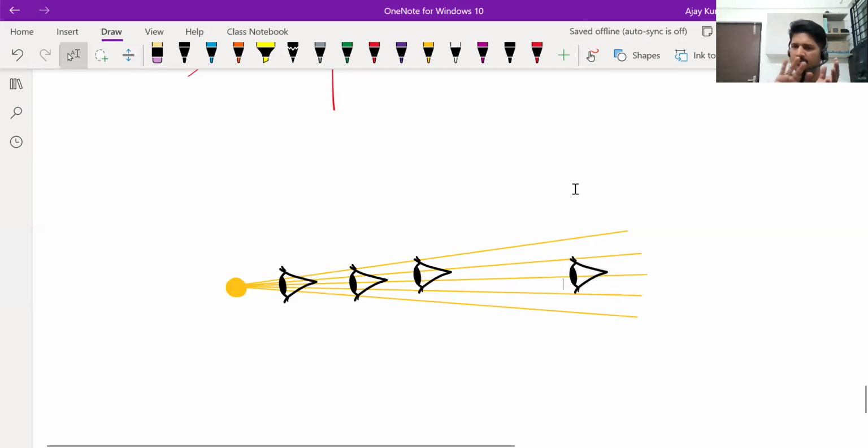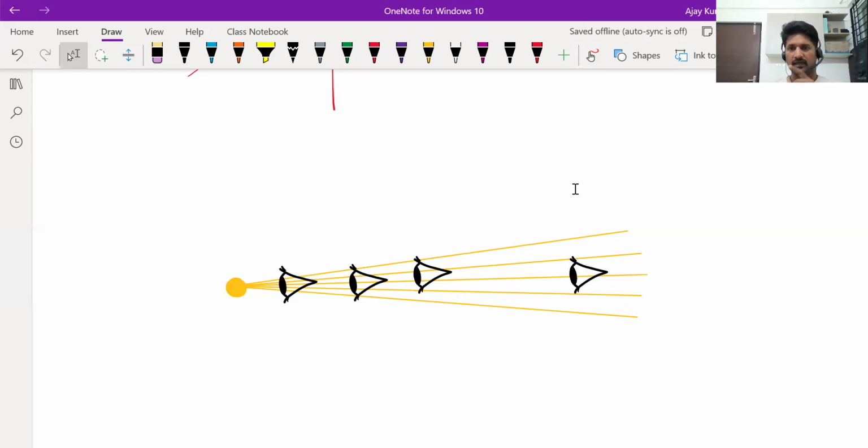Now, the wave speed is the same everywhere. Fine. So energy is traveling at a particular speed. At whatever speed the waves are traveling, at the same speed the energy is traveling. But how much energy enters into that area, how much energy is incident per unit area, keeps changing as you go away from the source.